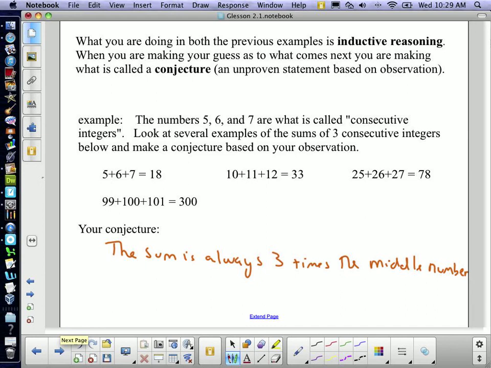That's a conjecture. And if I try different sets of numbers, it seems like it usually works. But again, all this is an educated guess. We haven't proven anything is true. We're just making a guess as to what might happen next, or what the relationship between these things is.